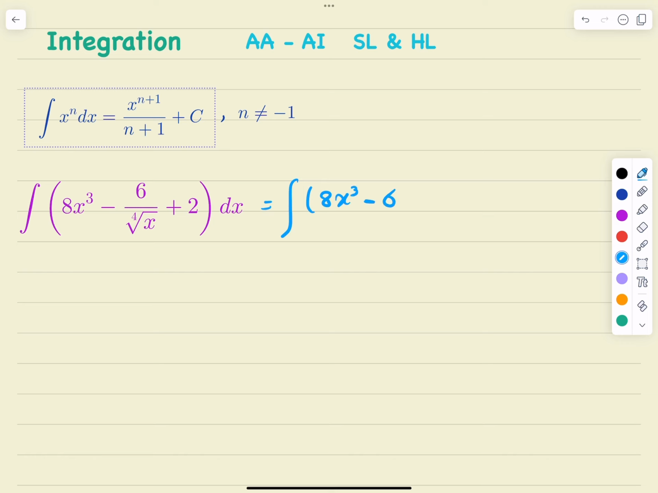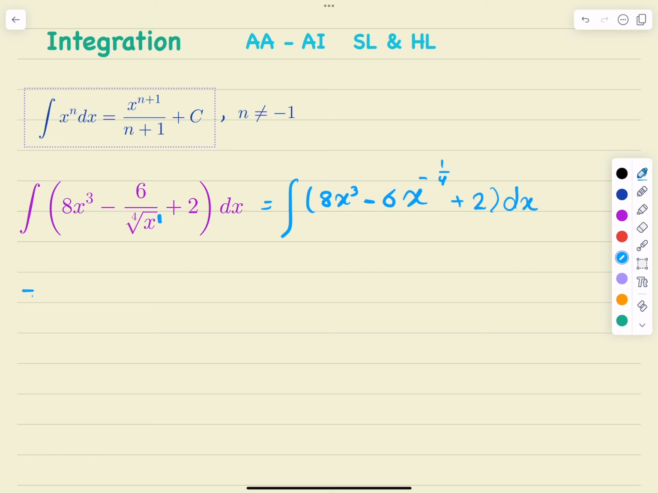Here, the power on x inside is 1. Then this x can be changed into x to the power of 1 over 4, as we said. But when we send it up to the numerator, we will reverse the power of 1 over 4 into negative 1 over 4, plus 2 as it is here.